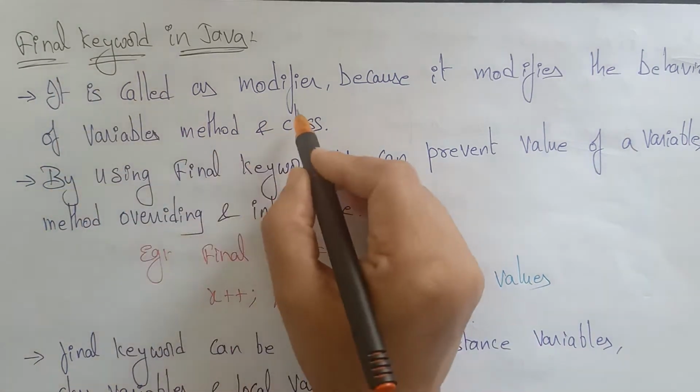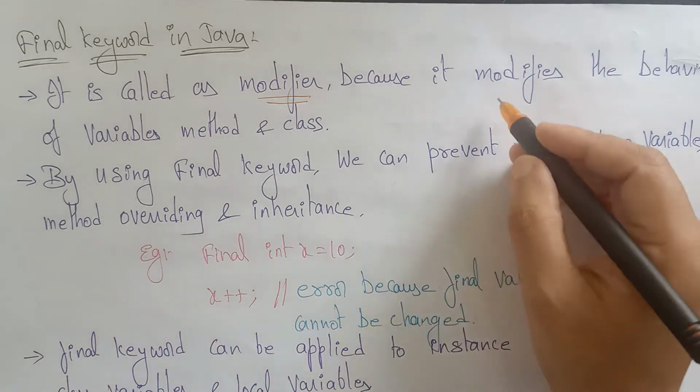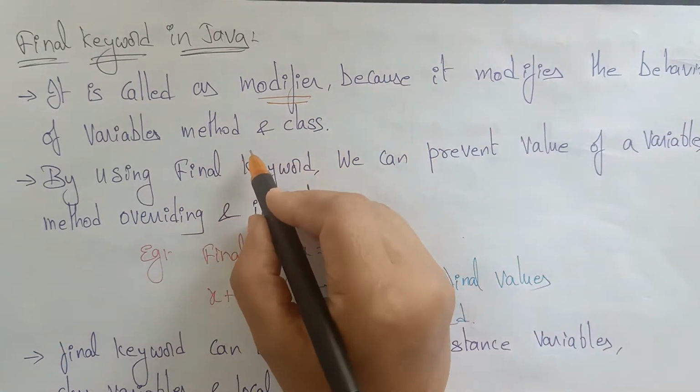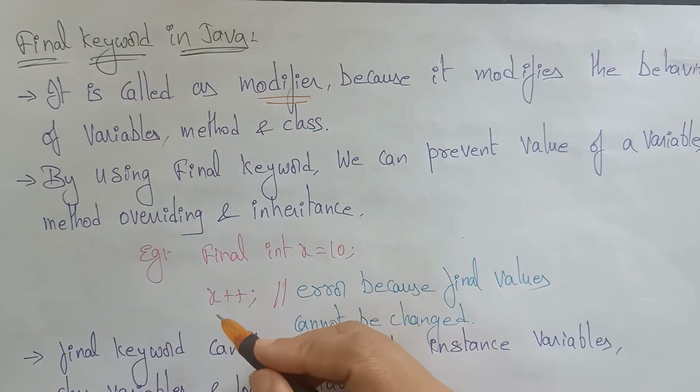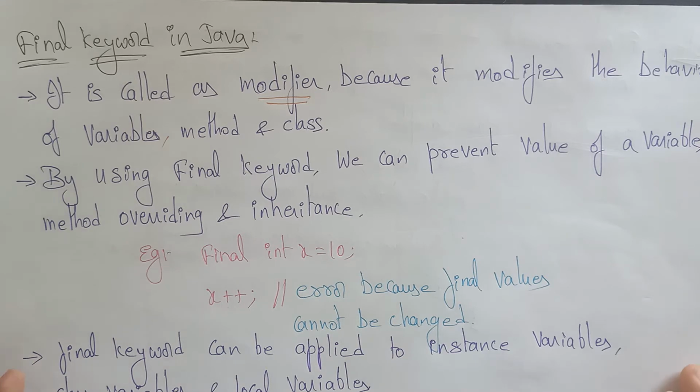Actually, this final keyword is called a modifier. Why do we call it a modifier? Because it modifies the behavior of a variable, a method, as well as a class. So whatever the variable declaration, method or class, if you keep the word final before it, then the behavior is going to be modified. That's why we call the final keyword a modifier. It modifies the behavior of the class, variable and method.